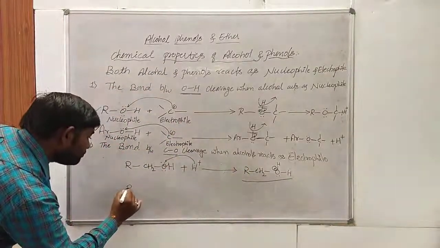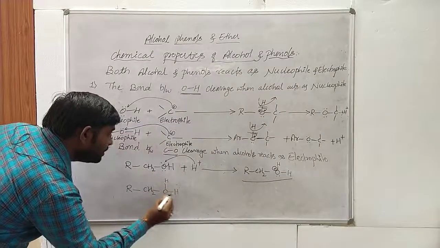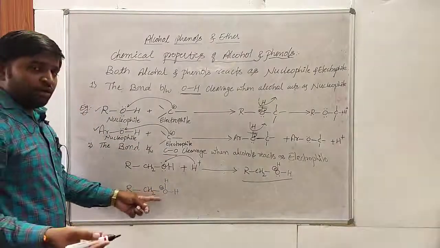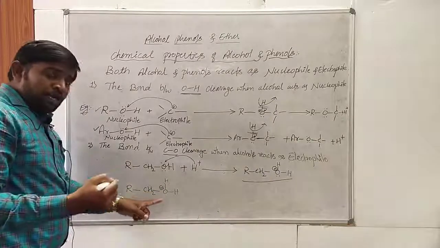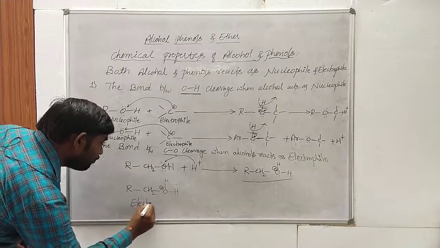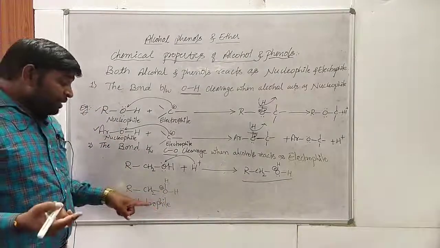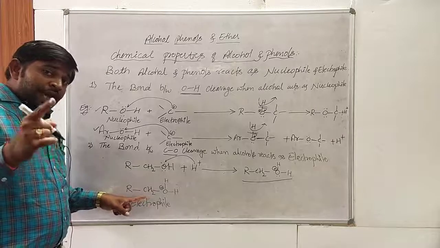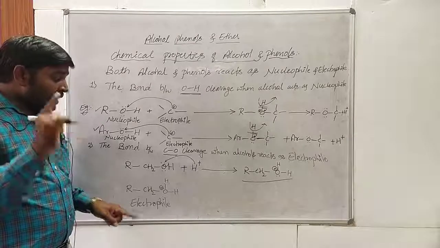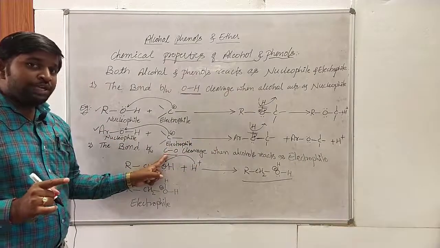That is RCH2OH and H. So what do we mean by protonated alcohol? Alcohol, if it is substituted by one more proton, that is called a protonated alcohol. So this is nothing but the electrophile. So when this electrophile reacts, what happens? If the alcohol acts as an electrophile, at that time what type of bond is going to be cleaved? Whenever the alcohol acts as an electrophile, at that time the cleavage of the CO bond takes place.